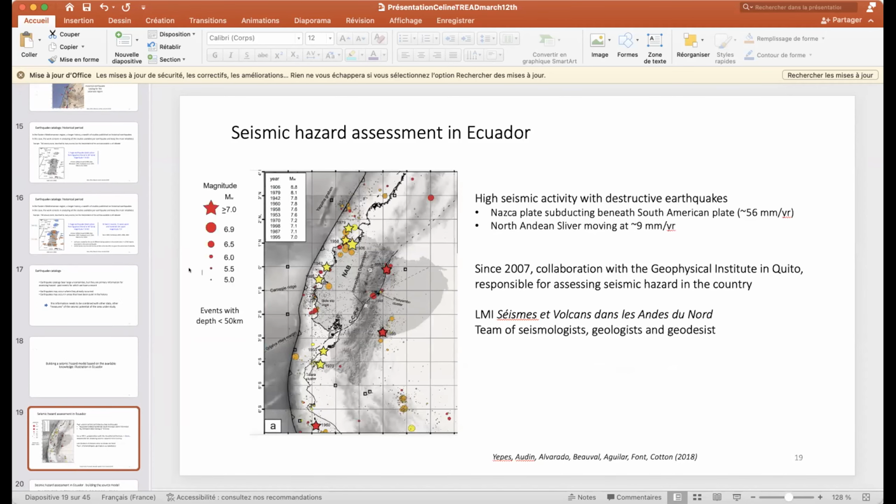Ecuador is a country facing high seismic activity and has experienced destructive earthquakes both on the subduction interface and on the crustal shallow faults. You have the Nazca plate subducting beneath the South American plate at a rate of 50 to 60 millimeters per year. And you see the North Andean block that moves towards the northeast, with most of the deformation accommodated along this corridor of transpressive and strike-slip faults. To build the hazard model, we gathered a team of experts in seismology, in geology, and in geodesy.